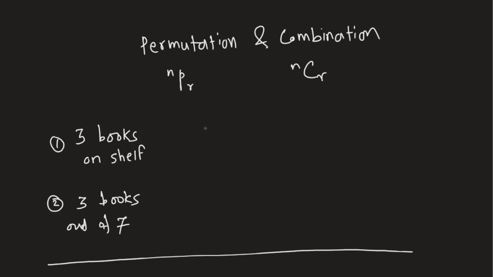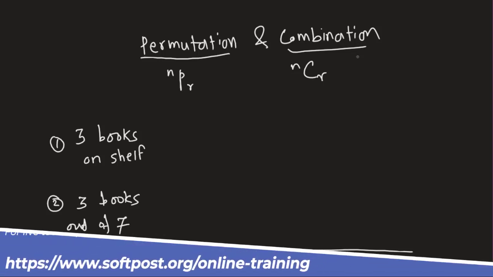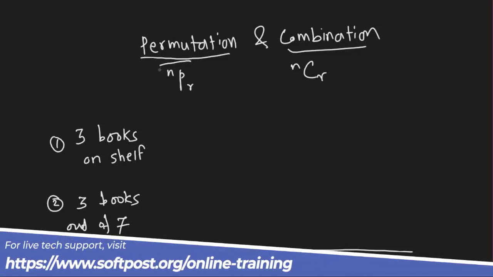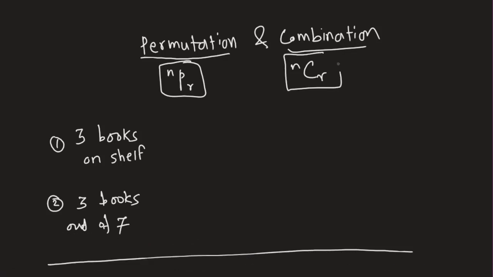In this video, I will be talking about permutation and combination. I'll give some examples and that will help you clear these concepts. For finding the permutations, you can use this formula nPr, and for finding the combinations, you can use this formula nCr. When we look at the examples, you will understand how to use these formulas.